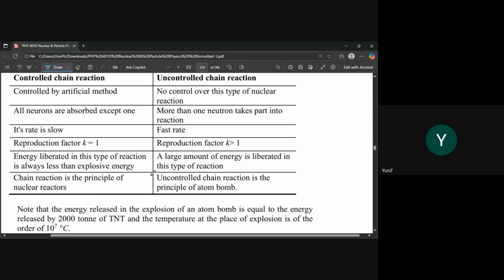Okay. And also, the chain reaction is the principle of nuclear reactors. Yes. So we always use the chain reaction in nuclear reactors to generate energy or for study and academic purposes. Now I want to go to the uncontrolled one. That is the principle of making a bomb, an atomic bomb, nuclear weapons.